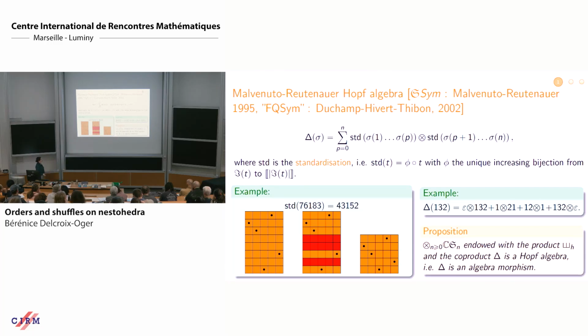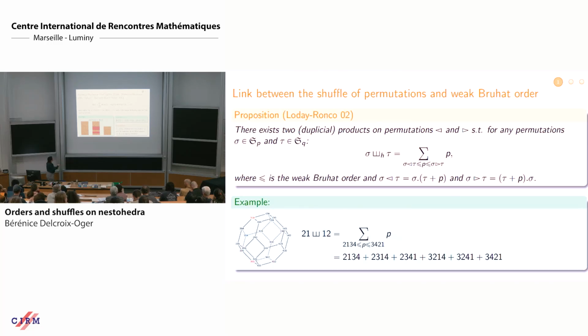So we get a Hopf algebra on the elements which are the vertices of the permutohedron. And Loday and Ronco proved in 2002 that there is a link between the order on elements of the permutohedron and this shuffle product on permutations. So there are two products. They satisfy duplicial relations, but if you don't know duplicial, they satisfy some relations.